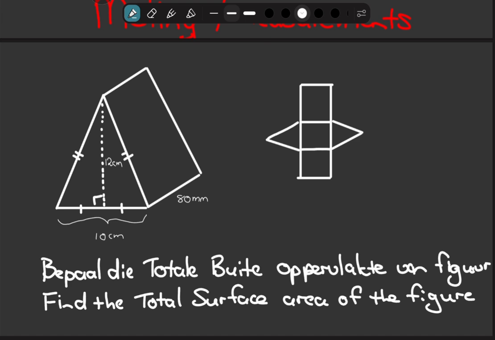Okay. So, I think you will all agree that as ek hierdie figuur vat en ek maak hom oop, this would be the result. The net will look like this. Okay, so what we need to find is, for a start, we need to find the area of this and this. Okay, en dis twee driehoeke.